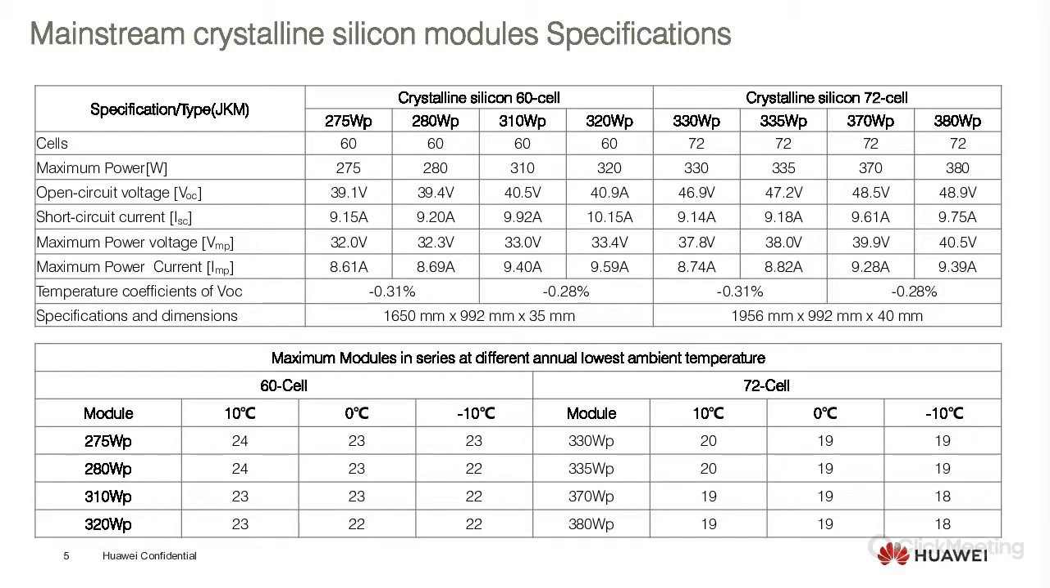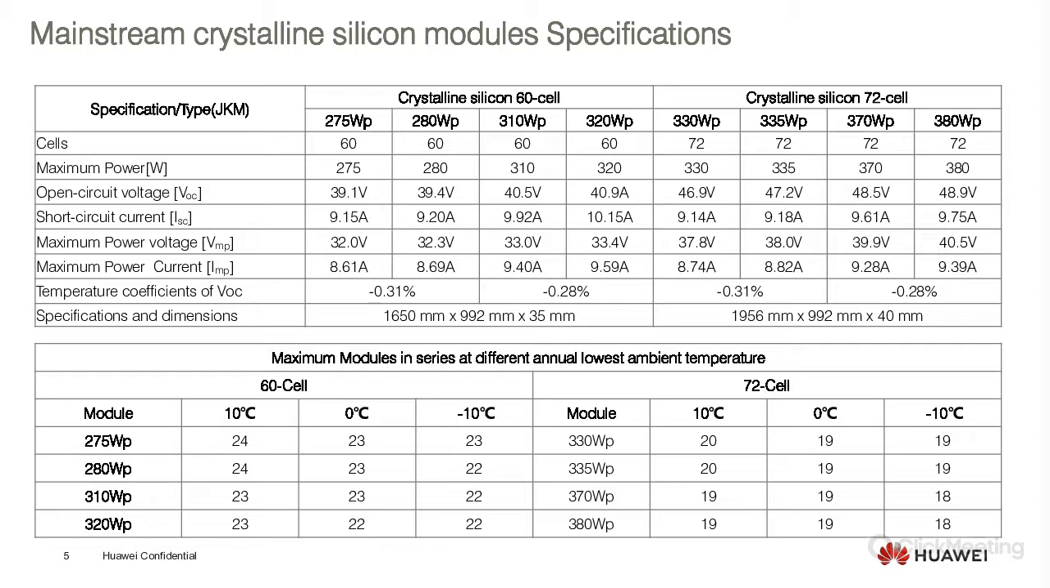So here is some of the information that is available from the module. And as you can see there, the open circuit voltage and the maximum power voltage of that particular string are shown clearly on the type of modules. So we're looking today at the mainstream crystalline silicon modules and their specifications.